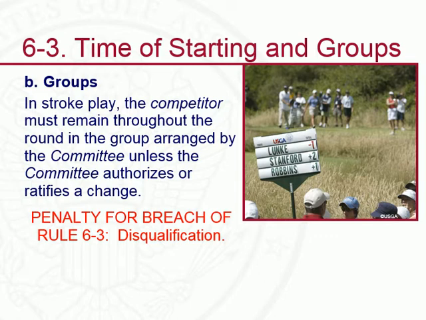So if a player is in a threesome that's behind a twosome and the twosome is playing quite slow, and one player wants to move up into the group in front of them to help speed up their pace of play for some reason, that player would be in breach of Rule 6-3B, and that penalty would be disqualification.